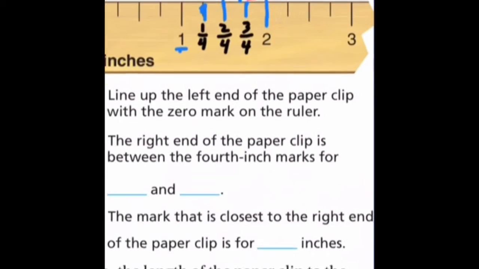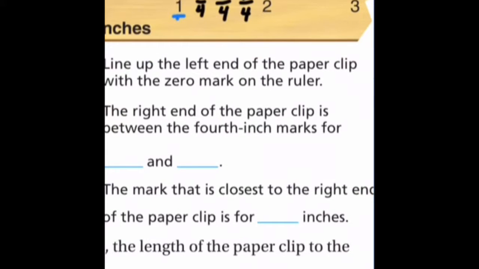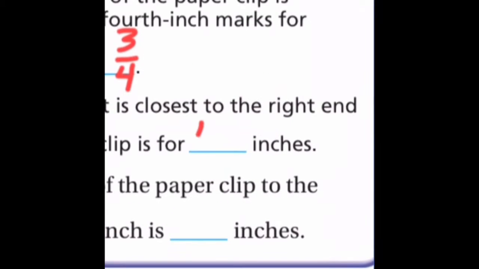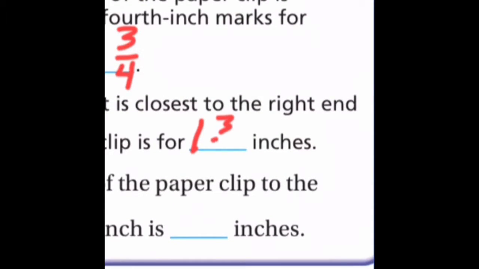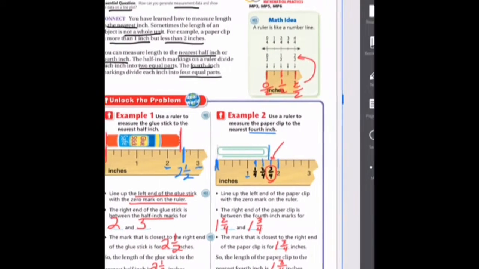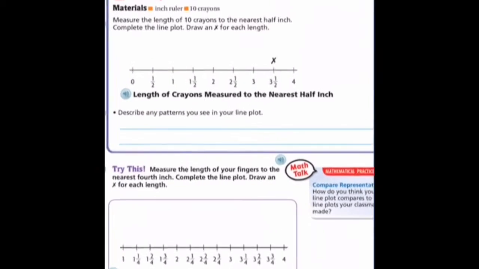The right end of the paper clip is between the fourth inch marks for 1 2/4 and 1 3/4. And it's closest to the 1 3/4. So it is 1 3/4 inches long, almost. Pretty close, right? Okay, let's move over. We'll continue this kind of practice.